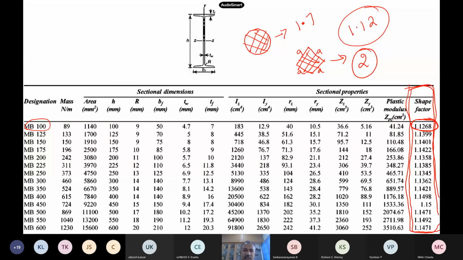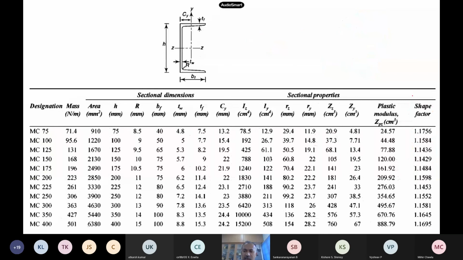So these are for the I sections. For channels also, one can easily calculate. They are given in the text. You can also calculate from the expressions. So 1.17, 1.15, like that. You see these numbers come into the picture. So the shape factor is a very, very important design variable for beams. Apart from the plastic section modulus, the ratio of plastic section modulus to elastic section modulus gives me this shape factor. So this is a very important design variable which we will be using in our design.